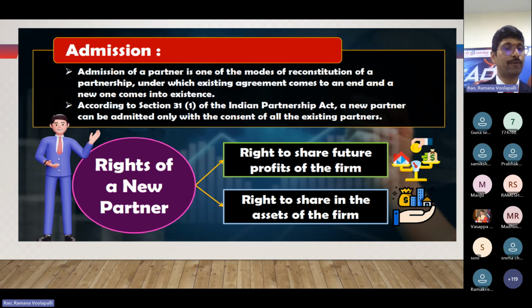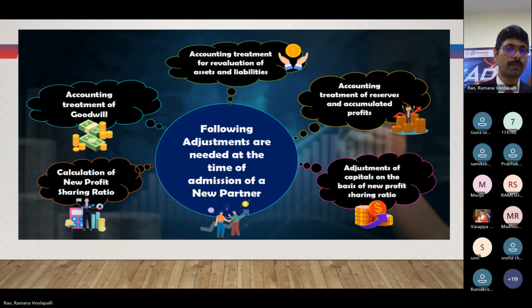Rights of a new partner. What are all the rights that the new partner has who is now admitted? Right to share the future profits of the firm. He will have rights for the future profits. Right to share in the assets of the firm. Whatever assets the firm is having, he will have a right over those assets.